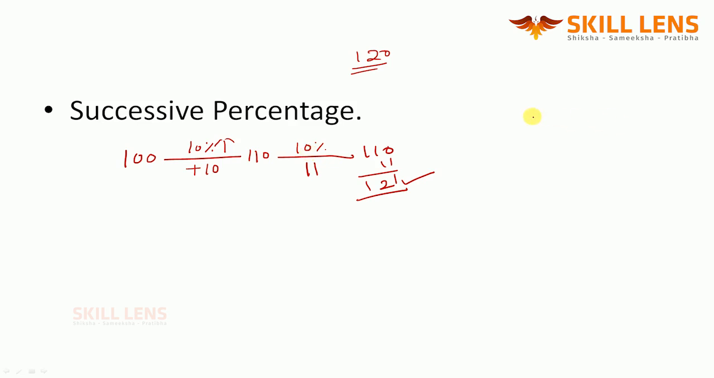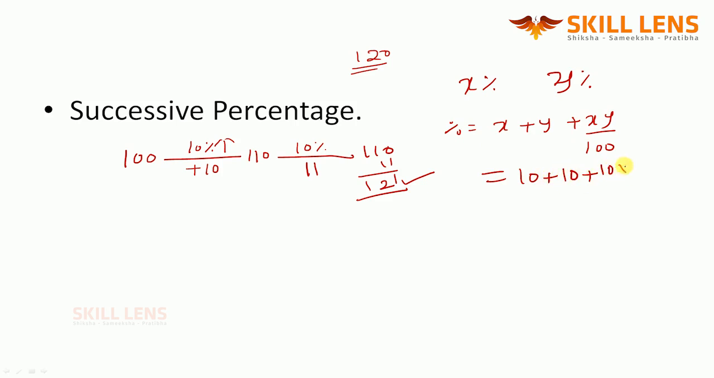This is where one formula will help you. Initially there is an X% increase or decrease. After that, a Y% increase or decrease. Then the successive percentage equals X plus Y plus XY by 100. Let's apply this here. What is the X value? 10%. Next year also 10%. So 10 plus 10 is 20, and 10 into 10 divided by 100 gives you 1. So total 21%.